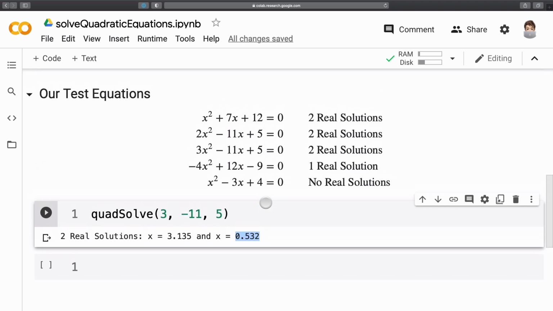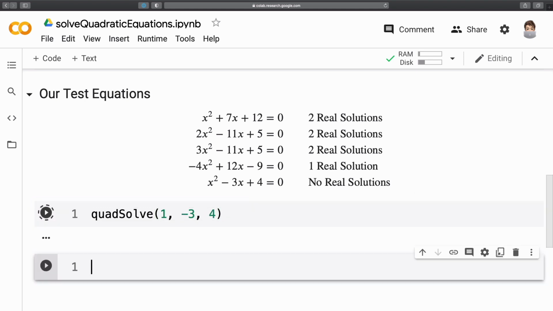So it looks like we've got a pretty good function here that's able to solve quadratic equations. Of course, you could do a lot more with this, but I think this is a good starting point.